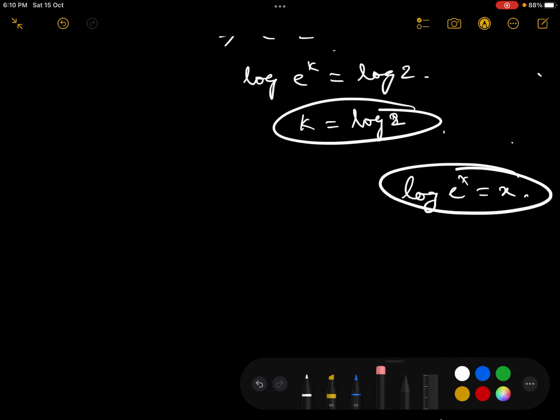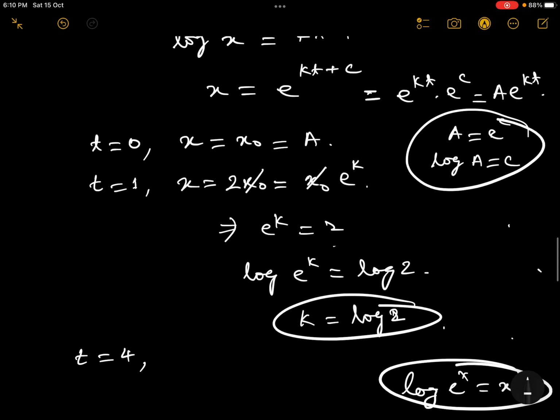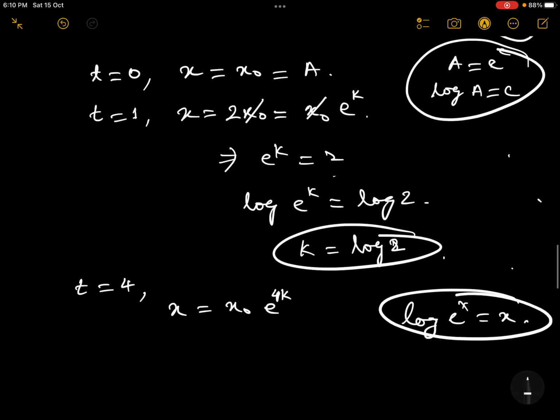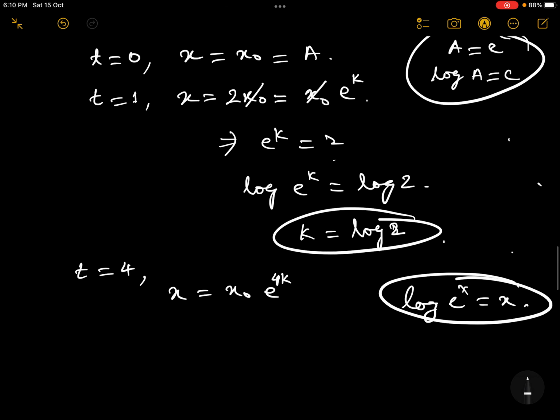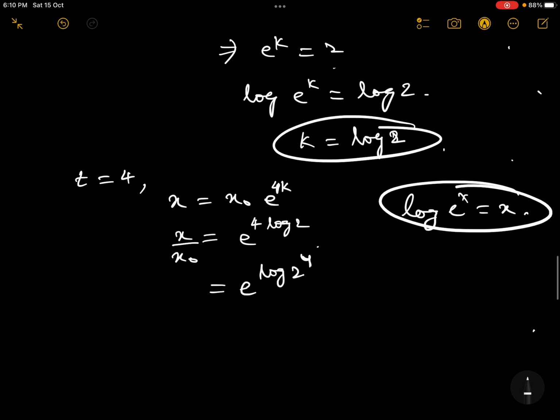We're almost there. Since we have known this, when t is equal to 4, at any time t, this is the formula, no? x equals x naught e power k times t, and when t is 4, this will be t is 4, no? And our k is also log 2, so x by x naught is e to the power 4 log of 2, and this can be written as e log of 2 power 4. 2 power 4 is 2 power cube into 2, that is 8 into 2 is 16.